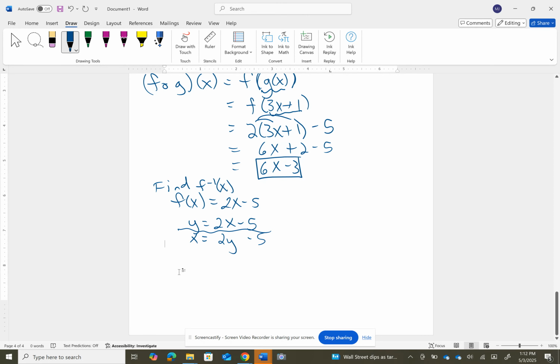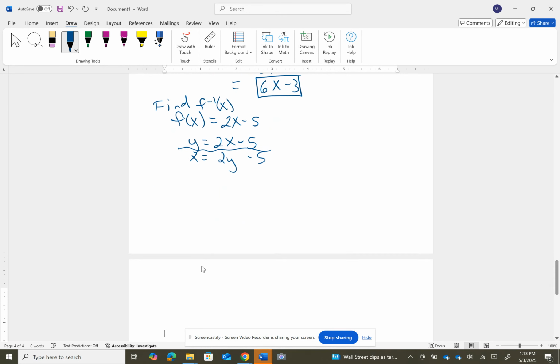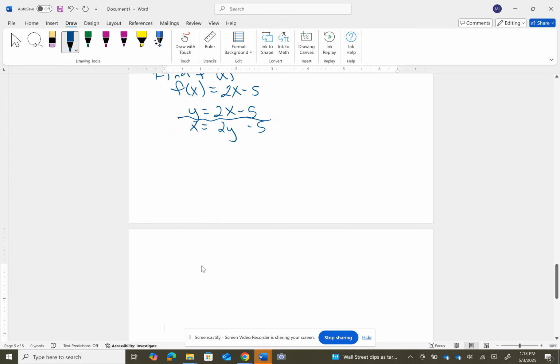Back up a little bit. What I'm going to do from that point on is just rearrange things so that the y here is by itself. People tend to do better if the variable you're solving for, the variable you want by itself, is on the left. So that's why I move things around.